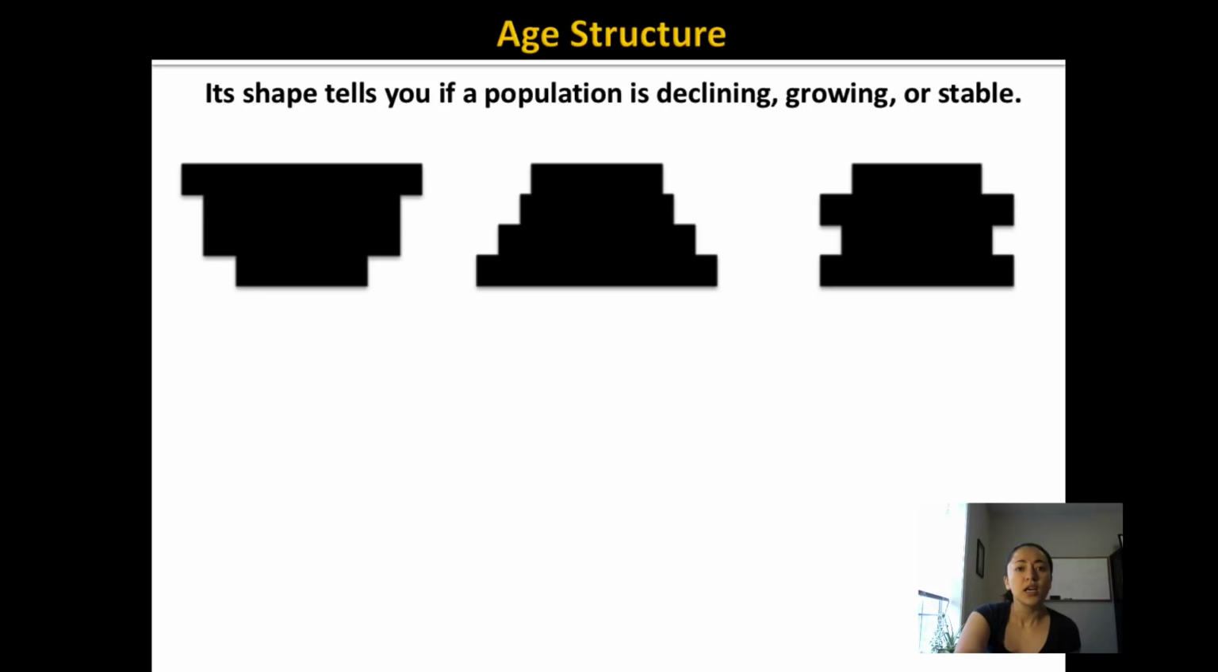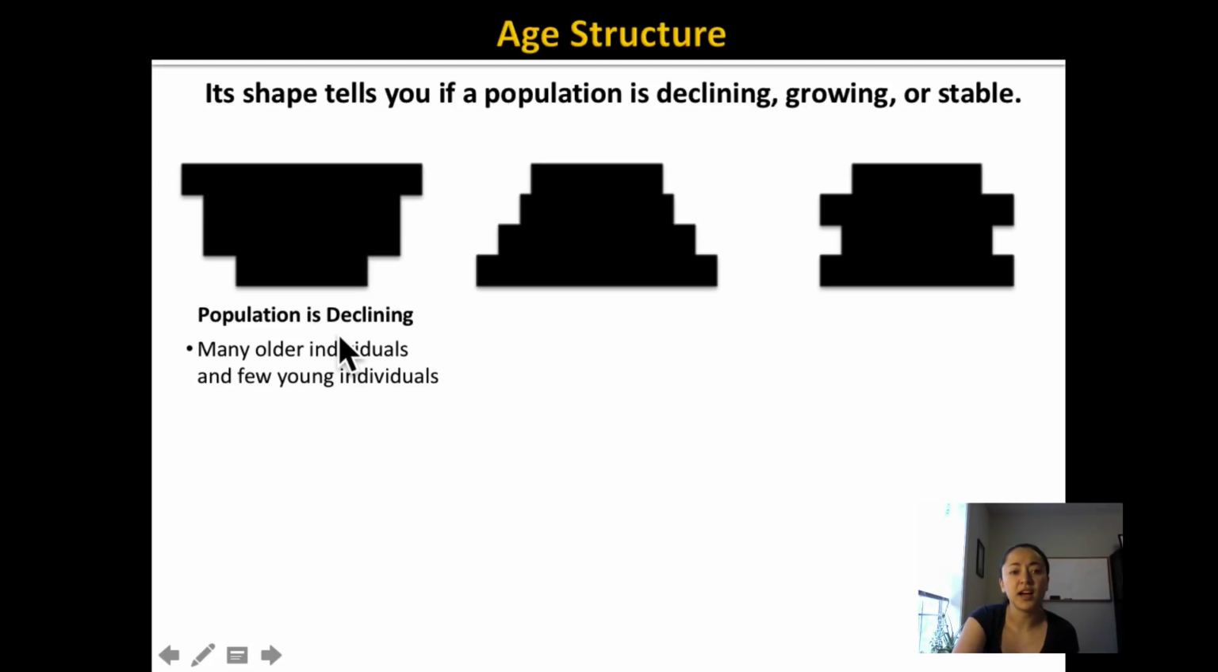These age structure charts are important because the shape of the age structure chart can tell you if a population is declining, growing, or stable. So for example, if we look over here on the left, we can see from this age structure chart that there are a lot more older individuals than younger individuals. So this is an upside down pyramid, and this means a population is declining. There are many older individuals, but very few young individuals being born into this population. So this would be an aging population.